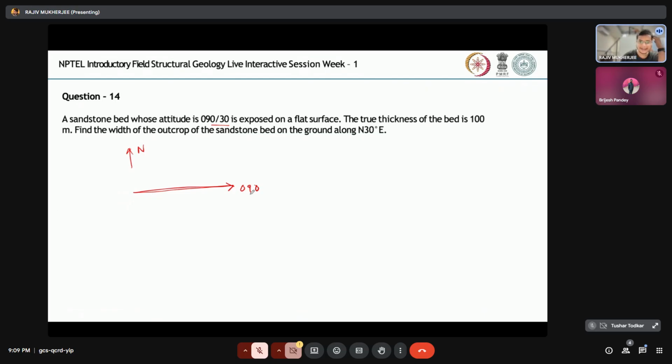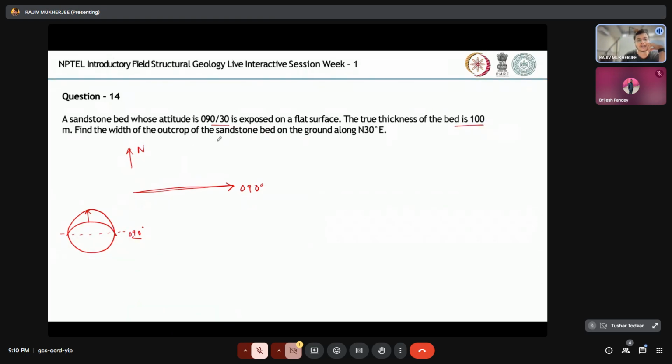let us just focus on the fact that it can dip both ways, just for the sake of argument. If we apply the right-hand rule, we find that the dip can be to the north or the south. Consider that the bed is dipping towards the north, right? So in a stereographic projection, we may find the bed is dipping like this. Okay? So this is the 090 strike line.